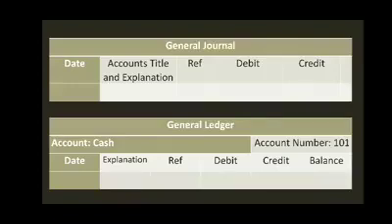Next is the general ledger. Sa general ledger, meron tayong makikitang account title and the account number. And then, same lang din pero may balance nga lang. First column is the date. Next is the explanation. Third would be the reference number. Then, the debit column, the credit column, and of course, the balance column.